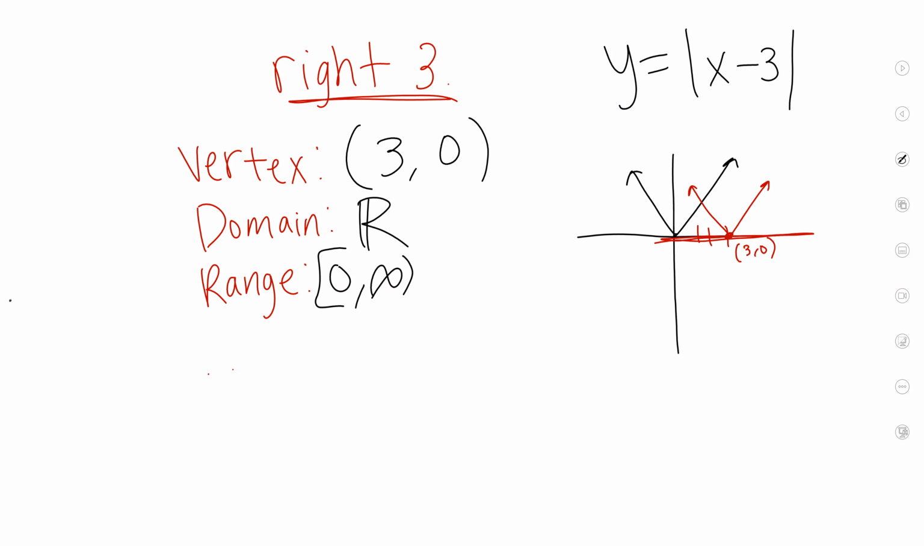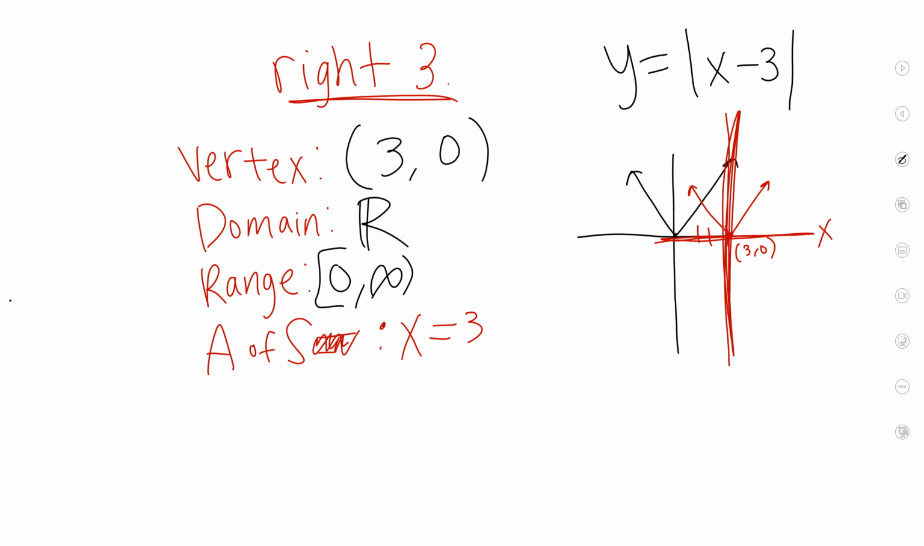Axis of symmetry. Yeah, let's talk about the axis of symmetry. Split it right down the middle. I cross the x-axis where? At 3. So the axis of symmetry is x equals 3. Okay, let's do one more. And then we're gonna go to, actually, I think we had enough of these.